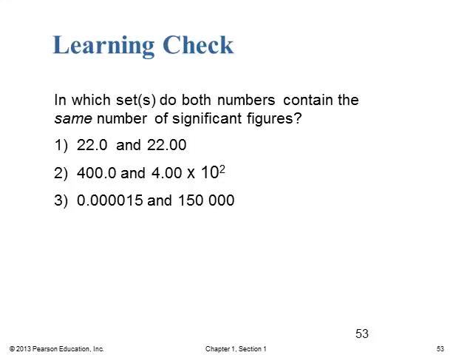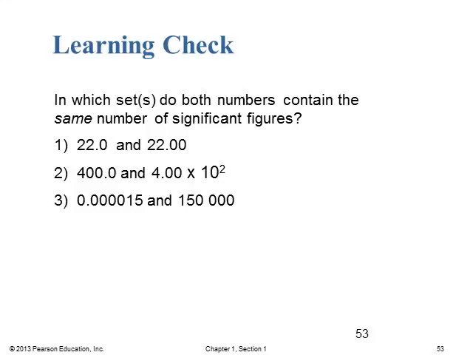So there's 4 significant figures in 400.0, and then 4.00 times 10 to the 2. All of those digits are significant in 4.00. So there's 4 in 400.0, and there's 3 in 4.00. So they are not the same number of significant figures.